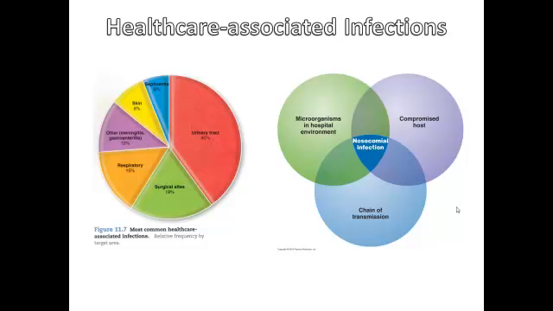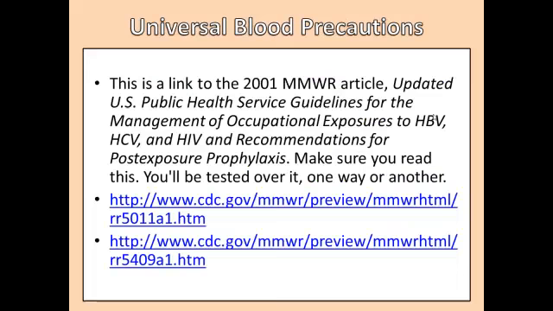What we can change is the chain of transmission. We can work to prevent microbes from getting from the infectious patients to the other patients and staff. Part of breaking the chain of transmission is the universal blood precautions.